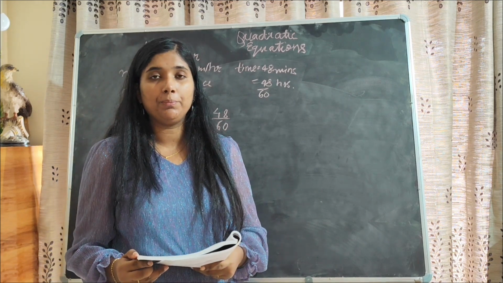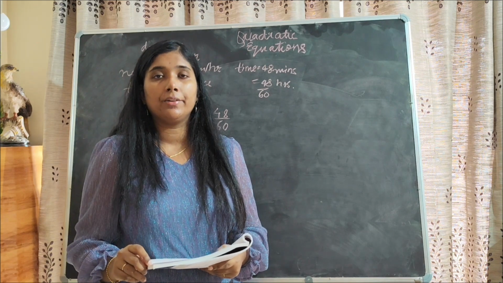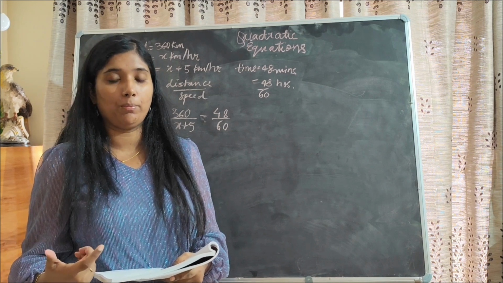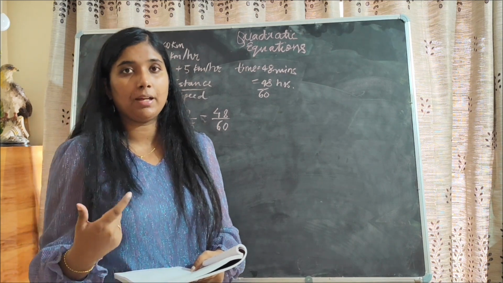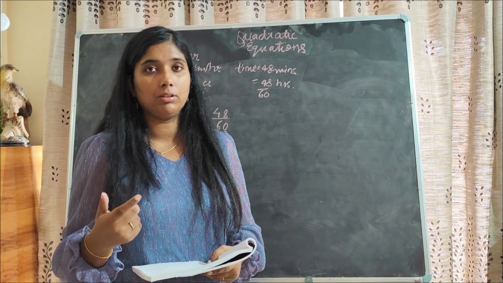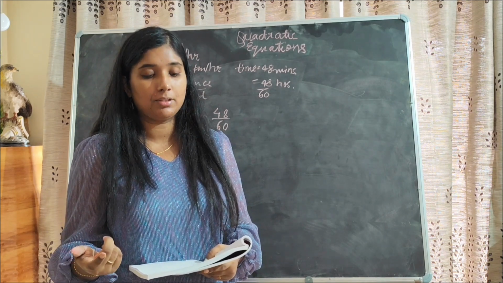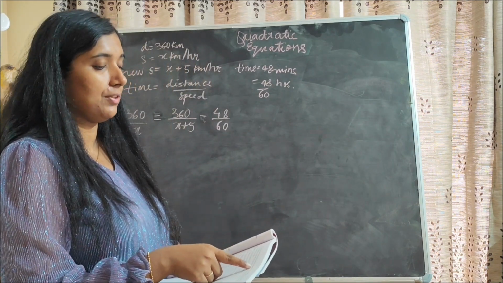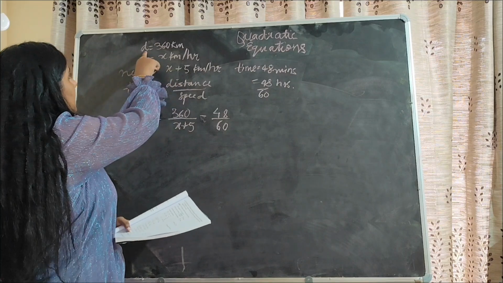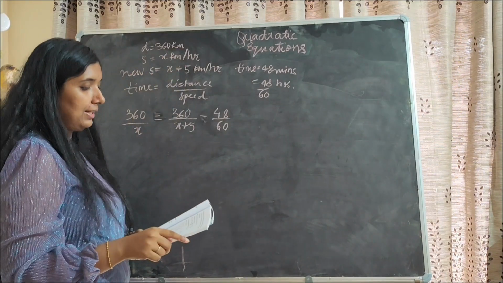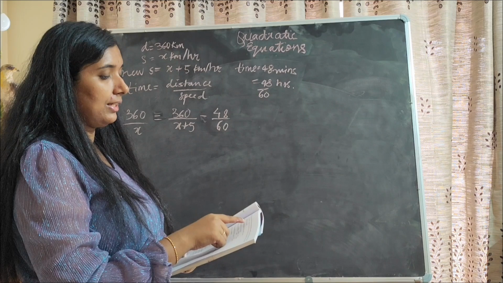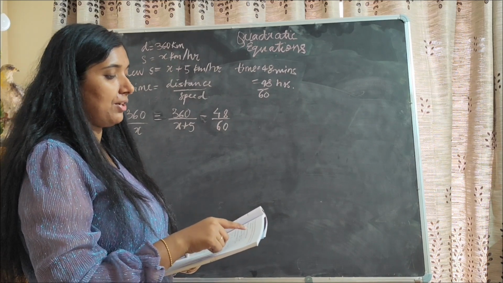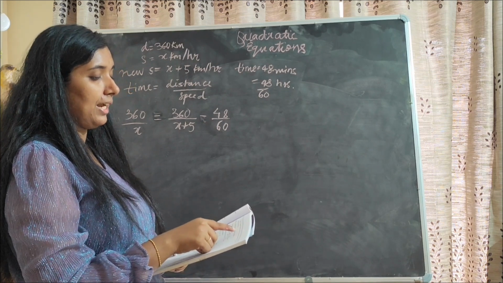Whenever you have a word problem, here's a small tip. Read the word problem at least 2 to 3 times and then go for solving the problem. For saving time, I will not read it 3 times, but you can pause the video and read it 3 times. So I will tell you the points. A train travels 360 kilometers with uniform speed. So the distance is 360 kilometers. Next, the speed of the train is increased by 5 kilometers. If the speed is increased by 5 kilometers, it covers the same distance. It takes 48 minutes less.